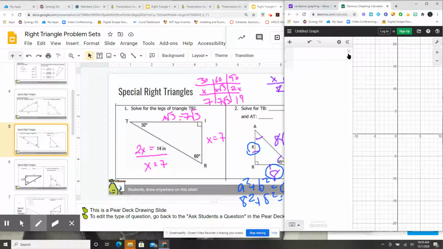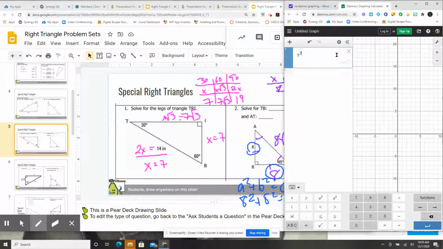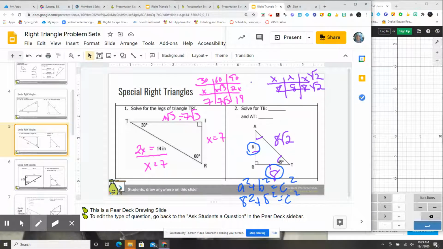So 8 squared plus 8 squared equals 128. Always take the square root. The square root of 128 is 11.3. So over here, this is going to be 11.3.